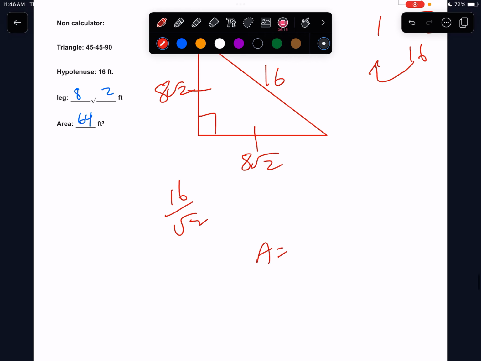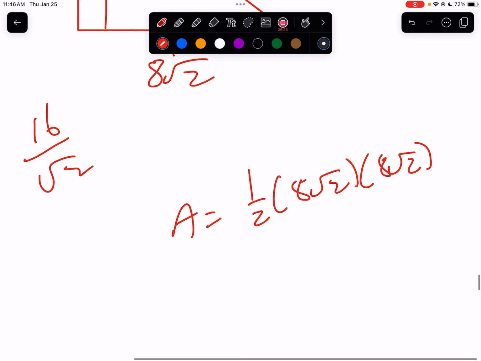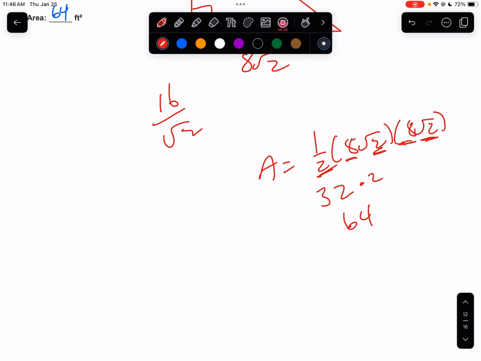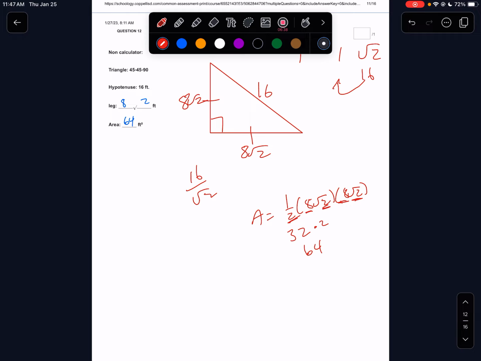The area would be 1/2 times base times height. Now that could be a little messy, but that would be 32, right? 1/2 times 8 is 32. And then what is root 2 times root 2? That's 2, so that's 64. 32 times 2 would be 64.